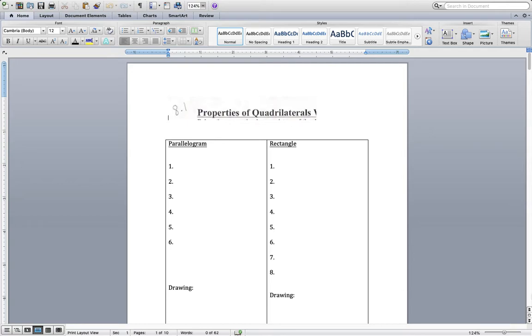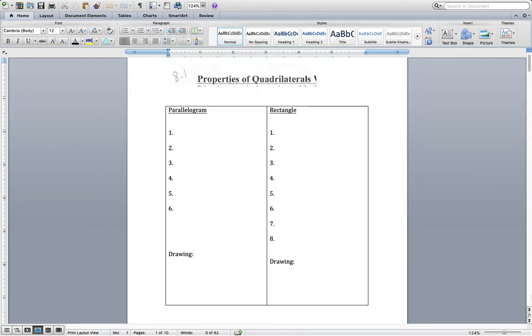Today we are going to do some notes on properties of quadrilaterals. If you could title these notes 8.1, Properties of Quadrilaterals, and make this sort of outline for your notes. We're going to talk about parallelograms and rectangles first, and we're going to write down their properties, and directly compare the two because they're very similar.